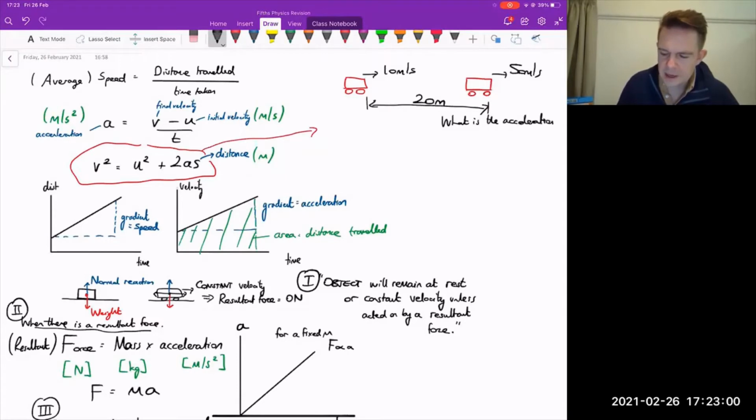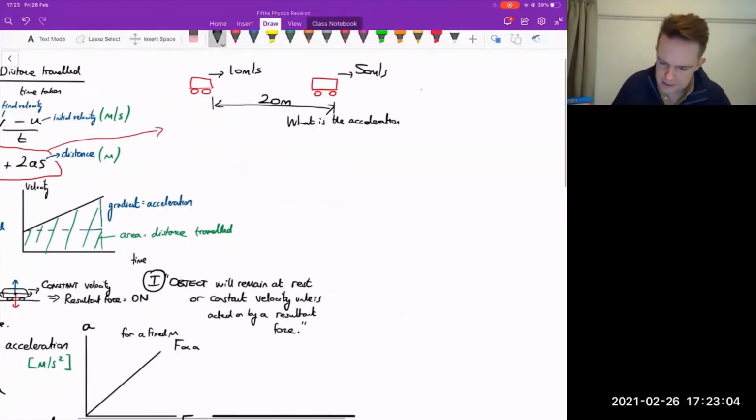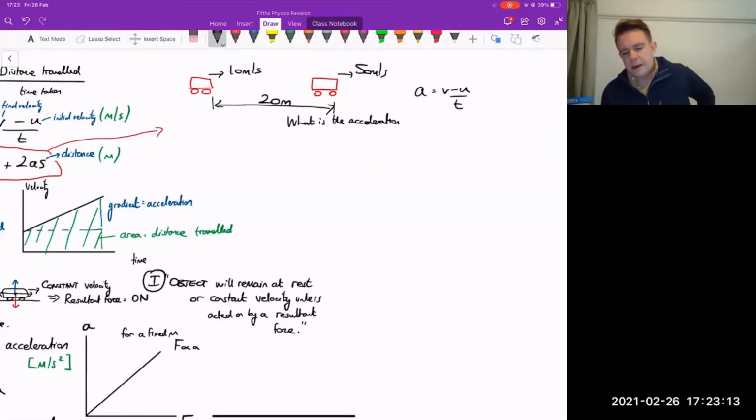Some of you would think, oh, I've got an initial and final speed, so you use a equals v minus u over t. So let's use that. But then you look at the information you're given and think, right, I've not got a time. So how am I going to do this?